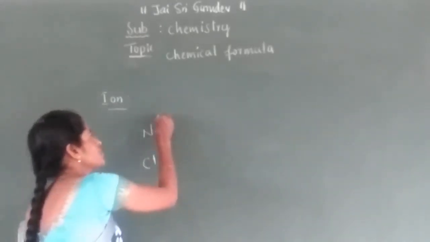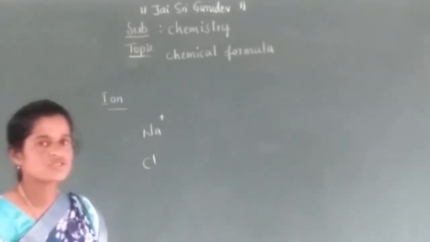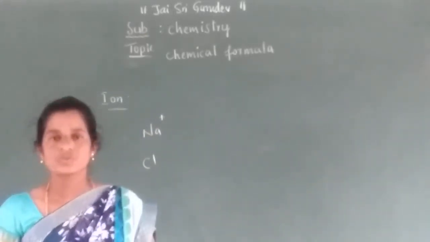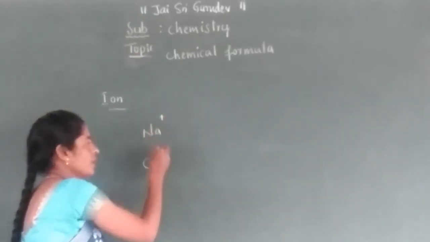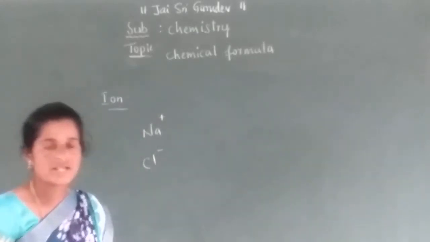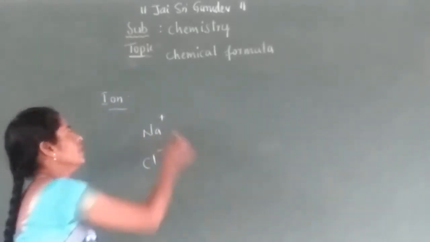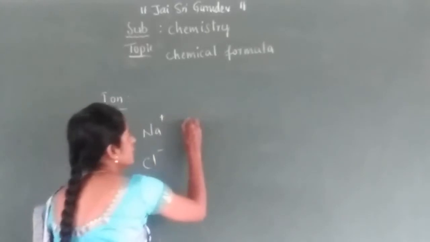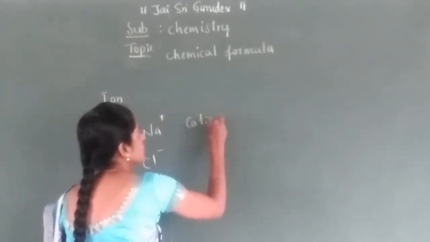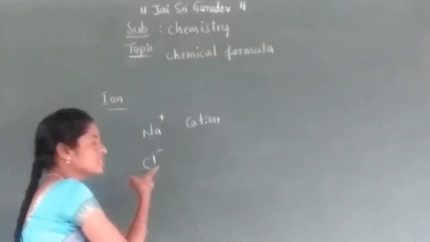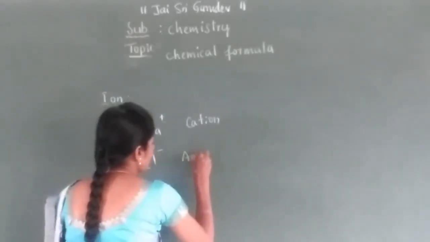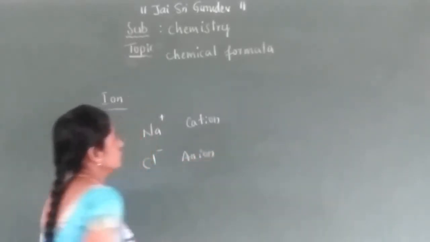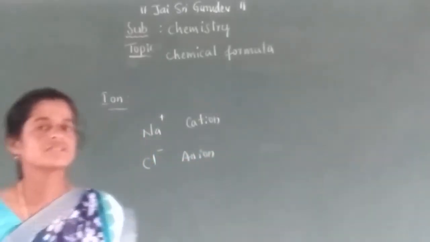If you mention the positive symbol as a radical, as a superscript, this is called an ion, and Cl minus is also called an ion. Then what kind of ions? If a positive ion is present, it is called a cation, and if your molecule or an element carries a negative charge as a superscript, it is called an anion. So an ion can be formed just by adding an electron or removing an electron from the neutral atom.